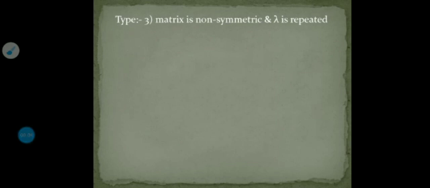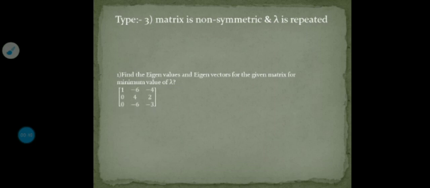My roll number is 68 and today I am going to present the topic: matrix is non-symmetric and lambda is repeated. In this type, if the matrix is non-symmetric and lambda is repeated, then the eigenvectors are linearly independent. That is, lambda 2 is equal to lambda 3. We put z is equal to 0 to find the value of x2, and to find the value of x3 we put y is equal to 0. Let's consider this one example. Find the eigenvalues and eigenvectors for the given matrix for the minimum value of lambda.